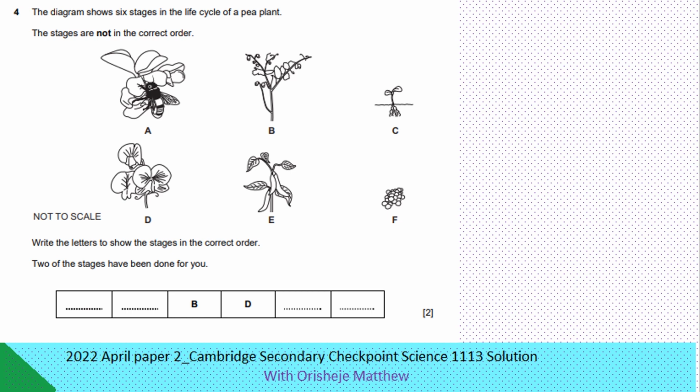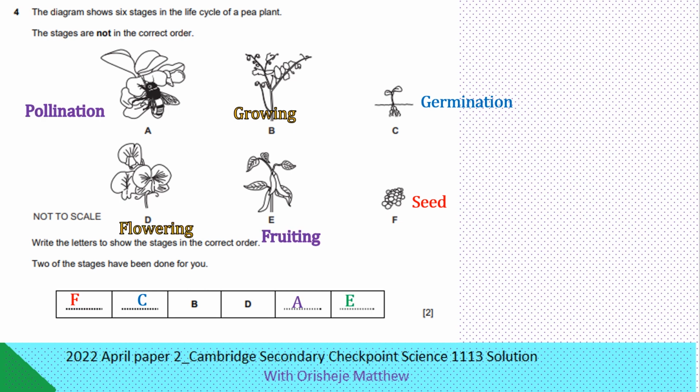Question 4. The diagram shows 6 stages in the life cycle of a pear plant. The stages are not in correct order. Stages B and D have been done for us. So we have 1, the seed, germination, growing, flowering, pollination, then fruiting.